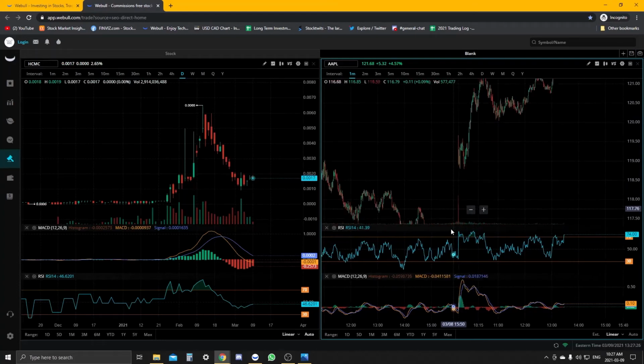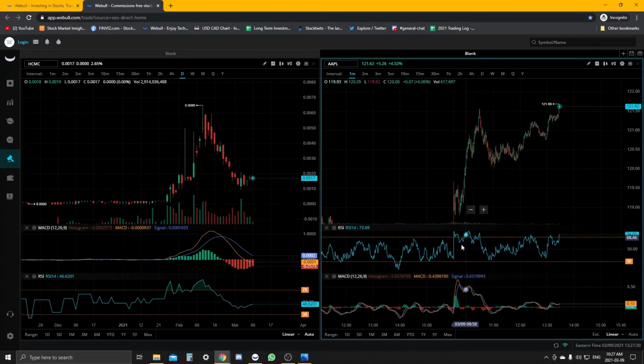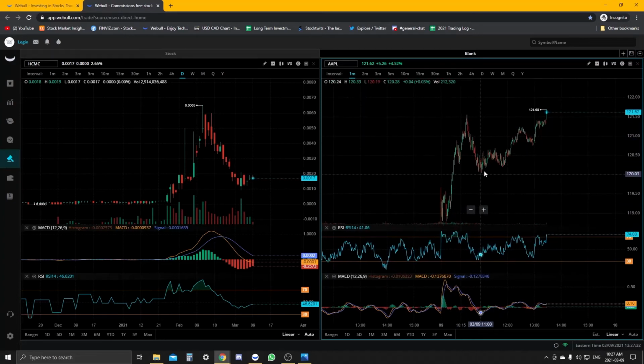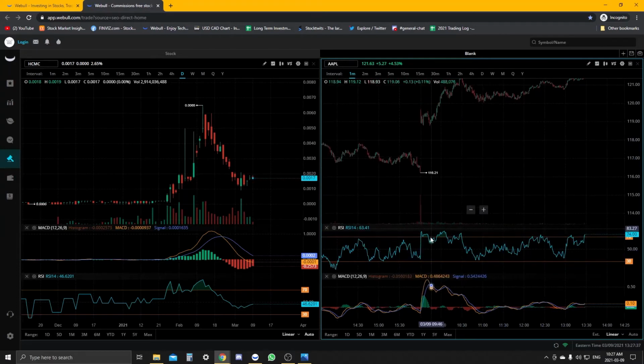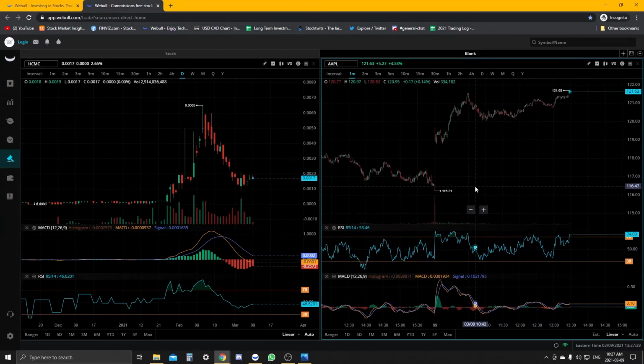Oh, what do you know? It's overbought here. Okay, but it still kept going. Oh, it's still overbought here. See, like this stuff, it's not exact. You don't want to base your trade on just these indicators alone. You want to have multiple reasons supporting it.